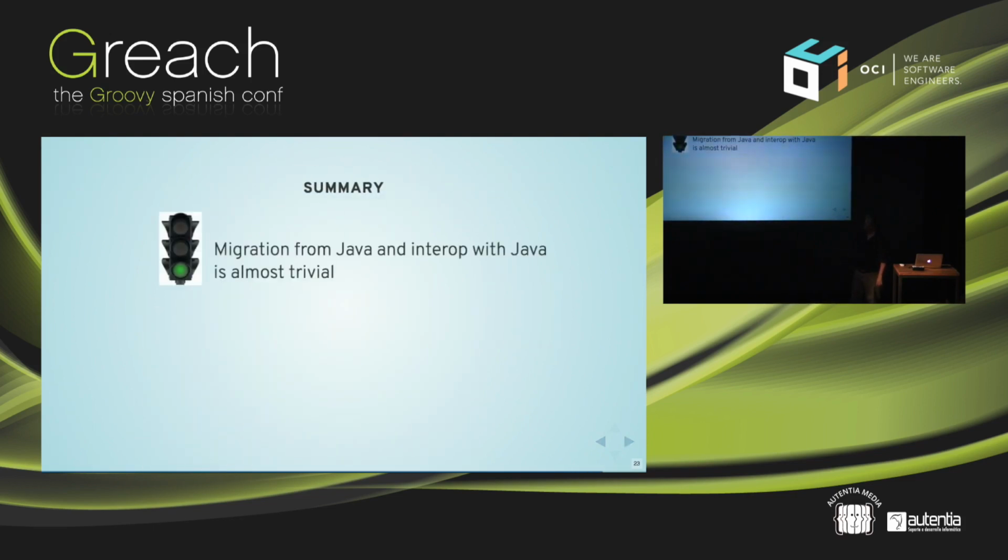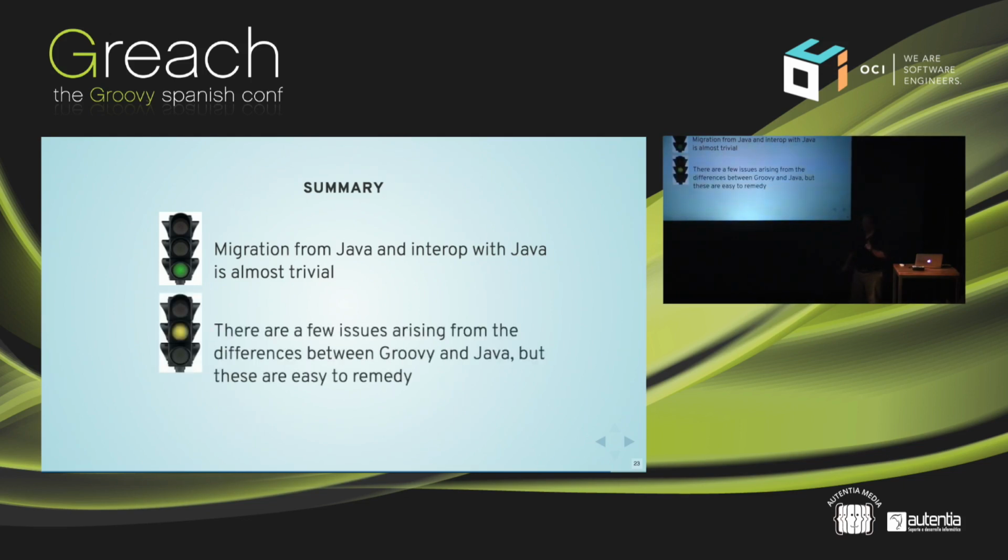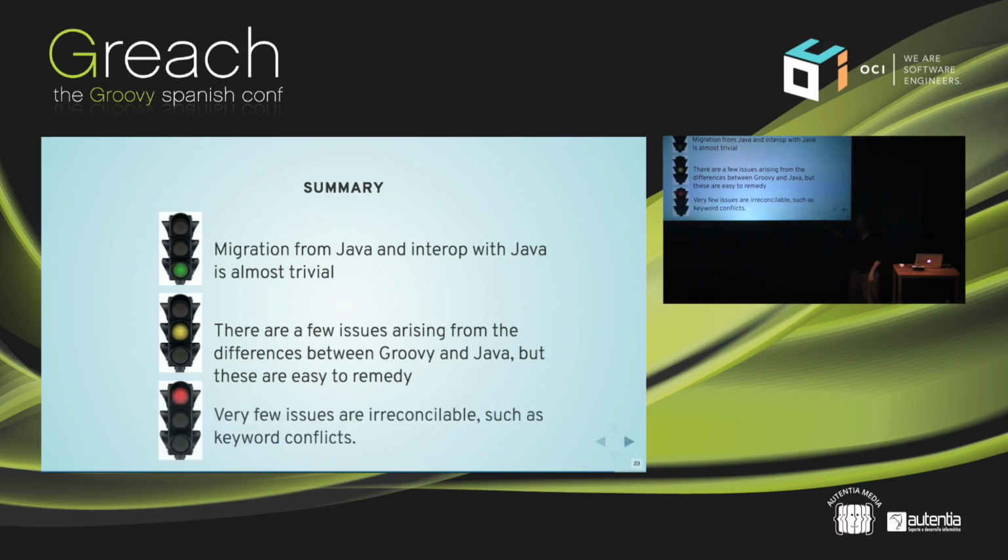In summary, migration from Java and interop with Java is almost trivial. But the places where we get bit are a few Java 8 things, but some of the method dispatch and overloaded method things, and we can work around those, but be very sensitive when you have overloaded methods. Very few issues are irreconcilable, but some are like the keywords. Those are just never going to get fixed because those are keywords, and you're just going to have to search through the Java code and get them fixed.